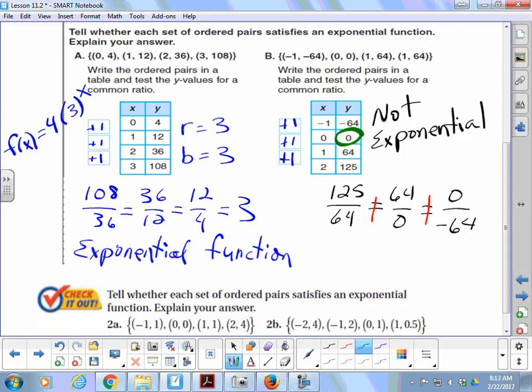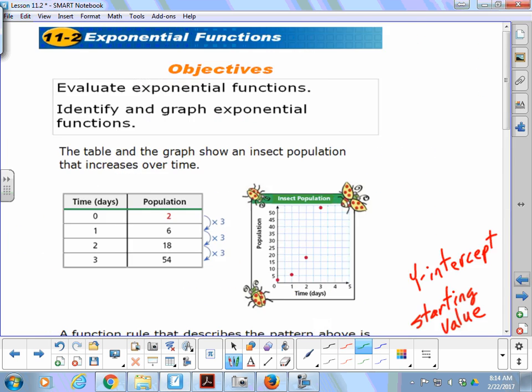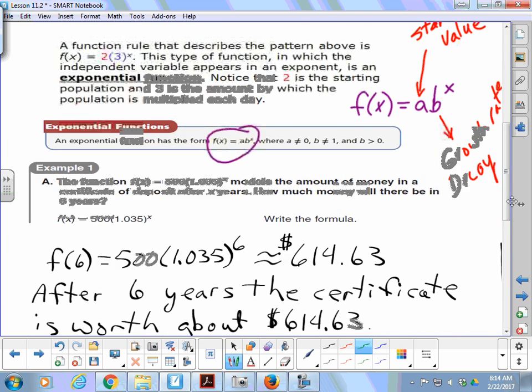Because everything has to be in the form a times b to the power of x, and a can never be 0, because what happens when I multiply by 0? I just keep getting 0. So a can't be 0, and there's no way to get 0 when I multiply by another number other than 0. So if we go back up here and look at this, it says a can't be 0. b can't be 1.